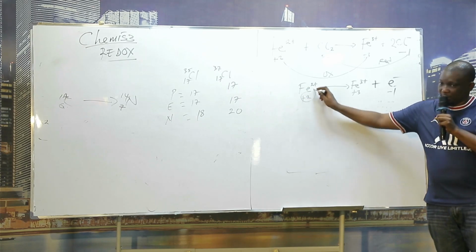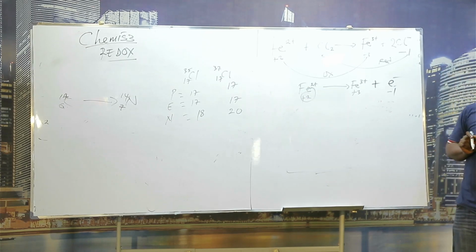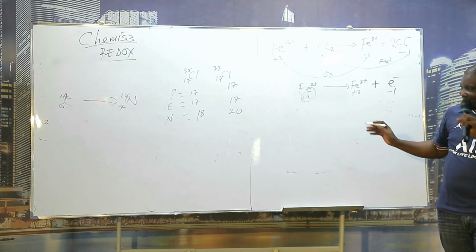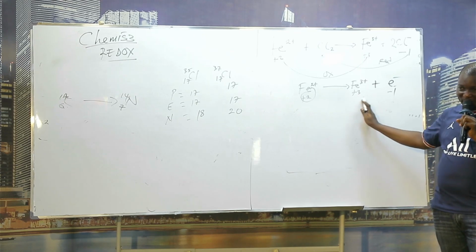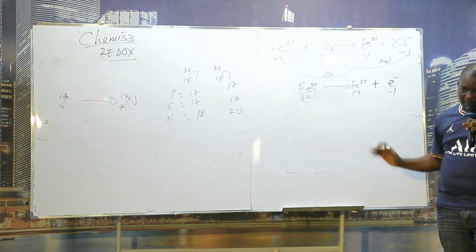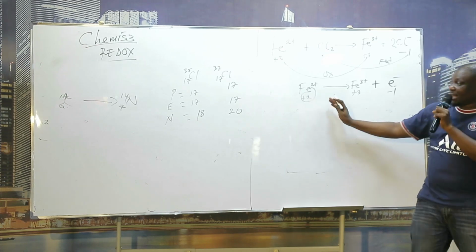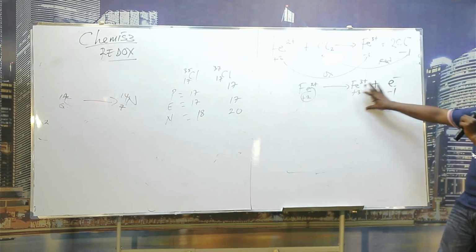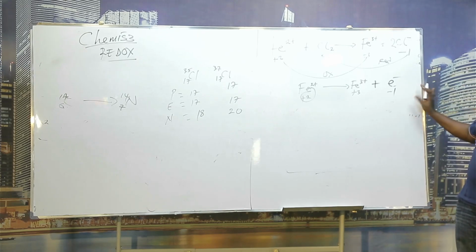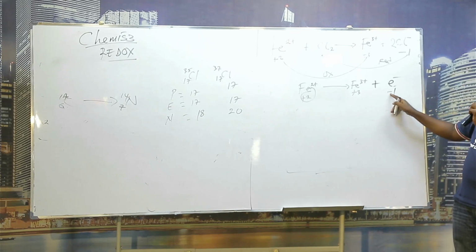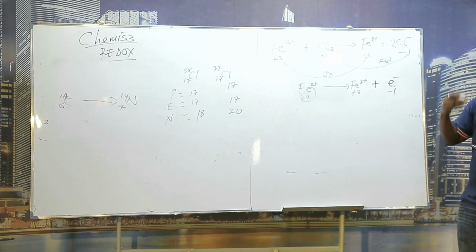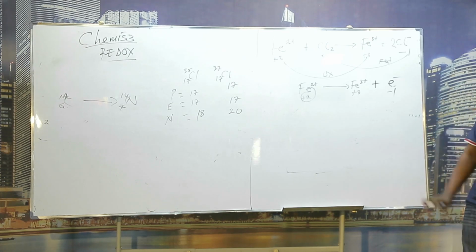This side is what? +2. Technically and spiritually, this side is what? +2. This is +2, isn't it? Total net charge here is +2. Total net charge here is what? +2. How? +3 minus 1 is what? +2. It's balanced for now, no? You are done with this.